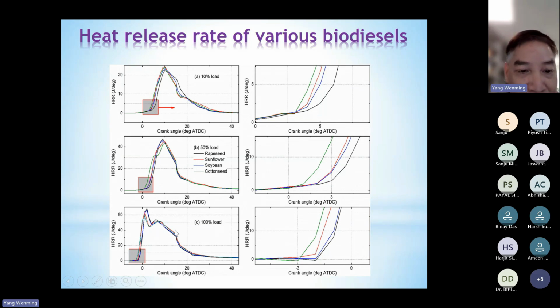The trend at different timings and different engine modes is similar, correct? The 10% engine mode, 50% engine mode, and 100% engine mode are quite similar. And we can also see the peak heat release rate. The 10% engine mode has the lowest value, the 50% engine mode has a moderate heat release rate, and the higher engine mode has the maximum heat release rate, correct?